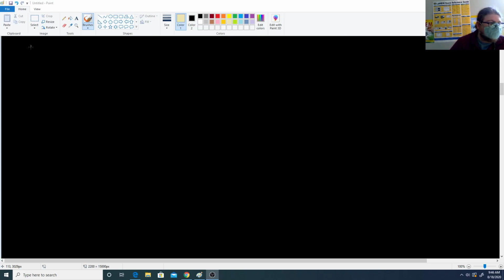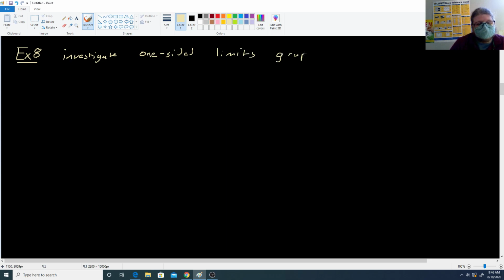Okay, so we're going to look at example 8 here. What it wants us to do is investigate the one-sided limits graphically. And so they give us a bunch of different options.